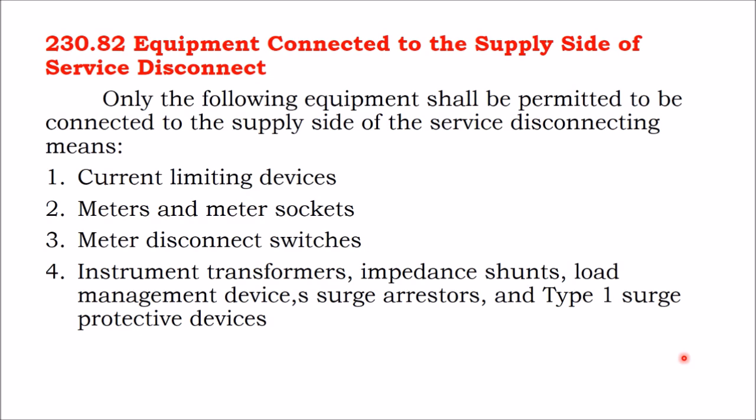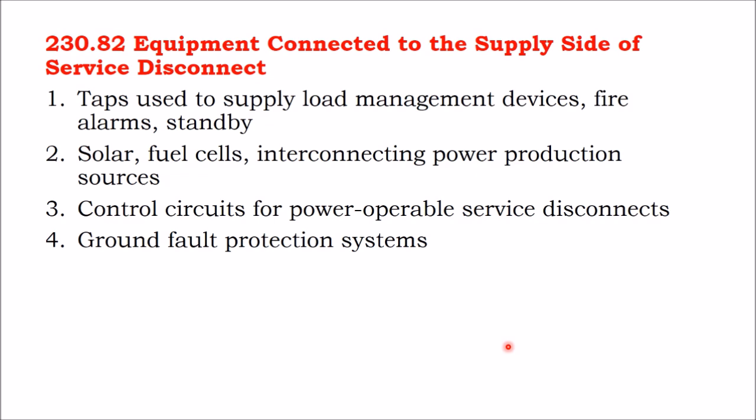So only the following equipment shall be permitted to be connected to the supply side of the service: current limiting devices, meters and meter sockets, meter disconnect switches, surge arresters, surge protective devices. Taps to supply load management devices, fire alarms, standby systems. You might wire the fire alarm up to the supply side so that it still works even if the power is turned off to the property. If they lock out your electric service panel.